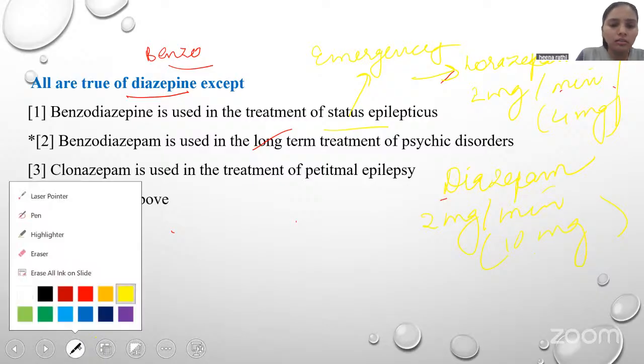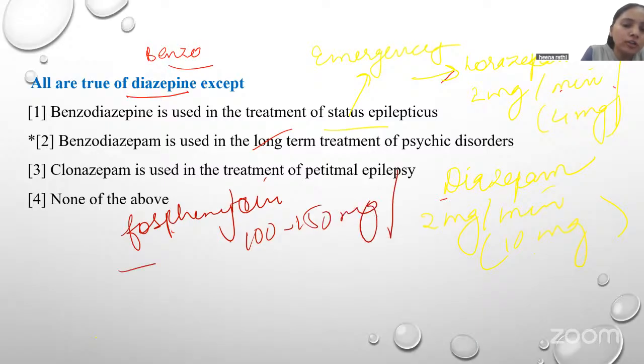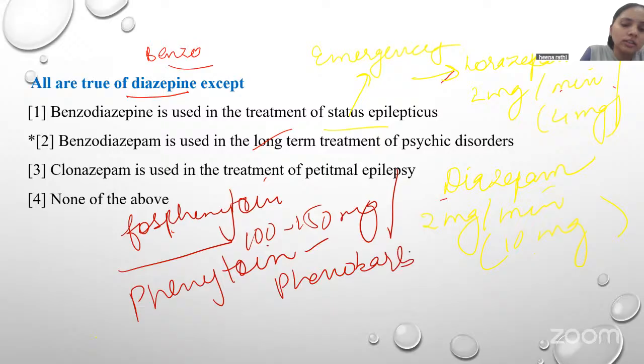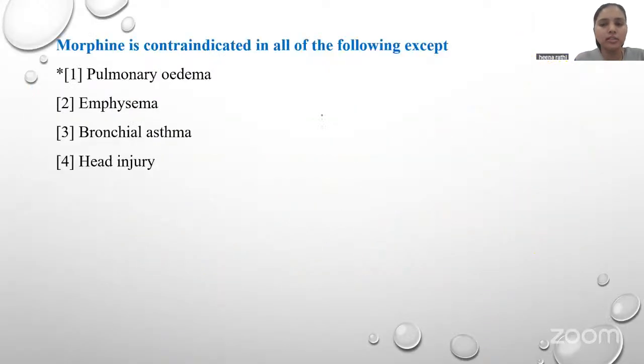After this, we will give the anti-epileptic fosphenytoin, 100 to 150 milligram. If fosphenytoin is not present, then we give phenytoin. Then after phenytoin, phenobarbital. But the foremost drug given for this condition is lorazepam, which is a benzodiazepine. So the answer is that it is not used for the long term. It is used for the short term treatment of psychic disorders.